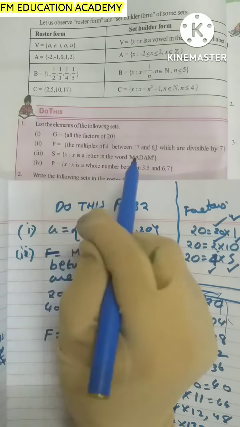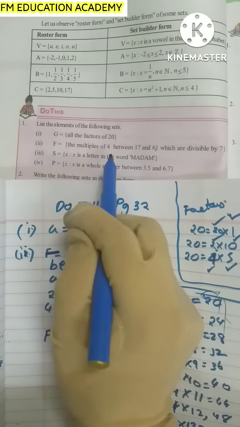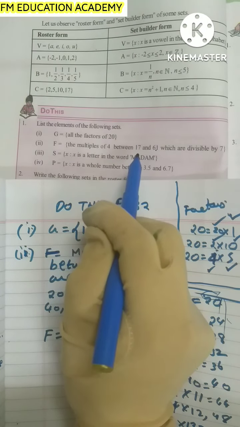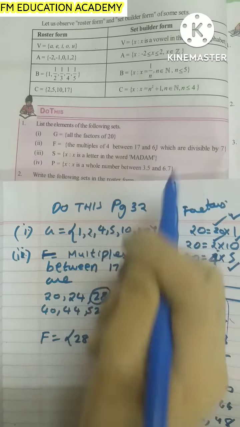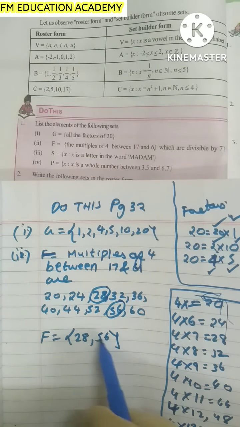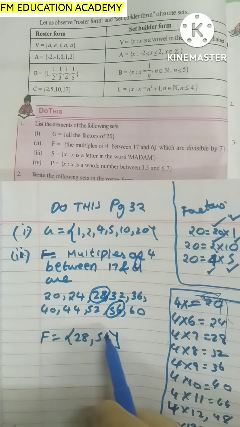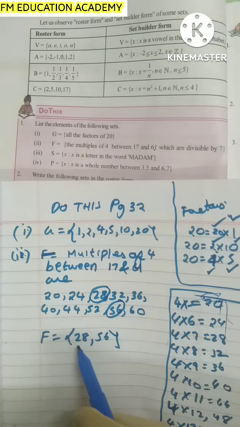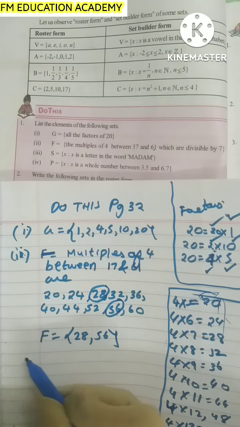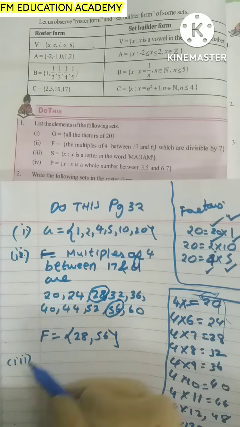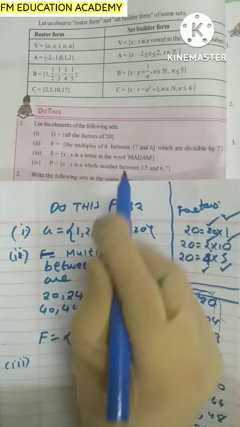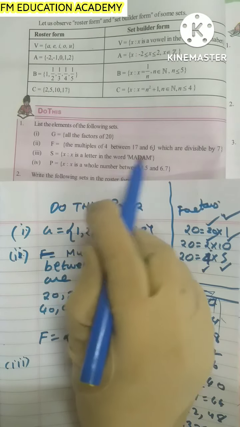Because in that set F, we should have numbers which are multiples of 4, they should be between 17 and 61, and they should be divisible by 7. So 28 and 56 are the numbers which are divisible by 7, also multiples of 4, and also lie between 17 and 61. Now the third bit is S is equal to {x : x is a letter in the word MADAM}. Meaning, what are the letters that I have to write in a set?